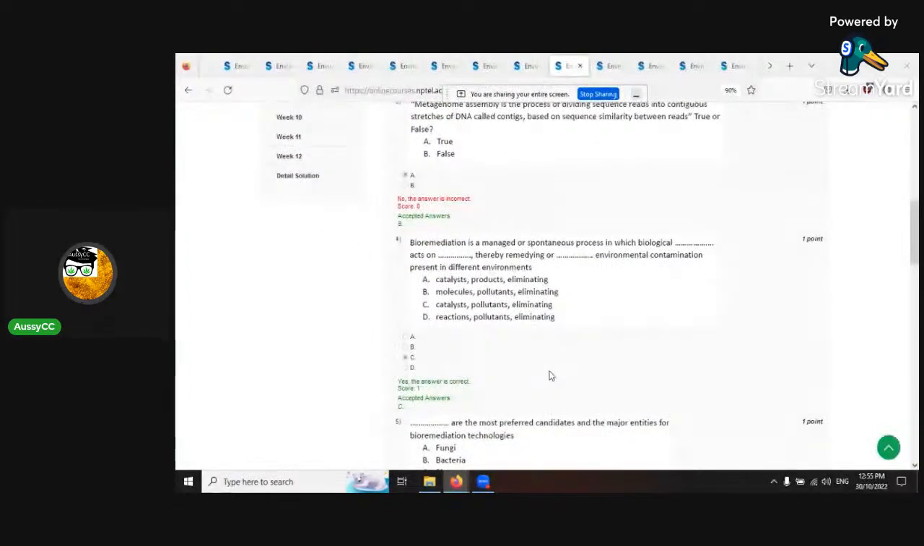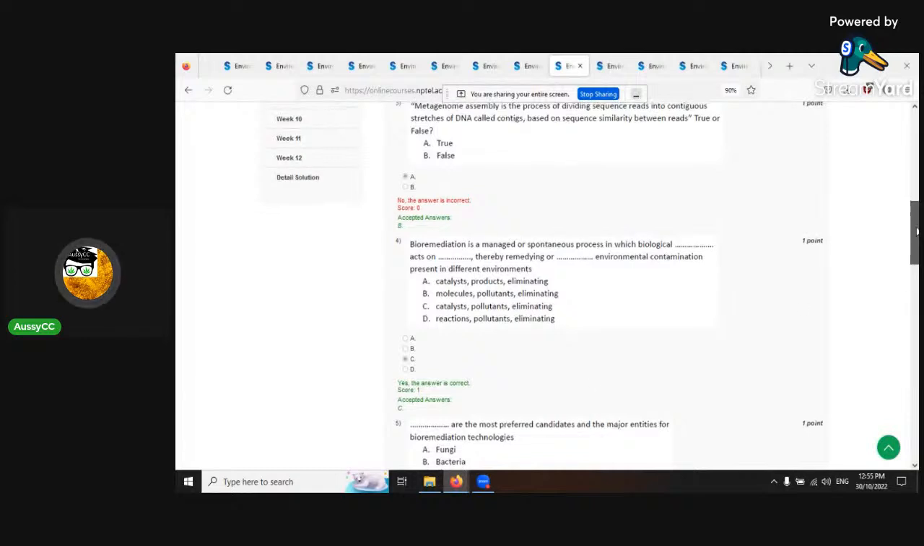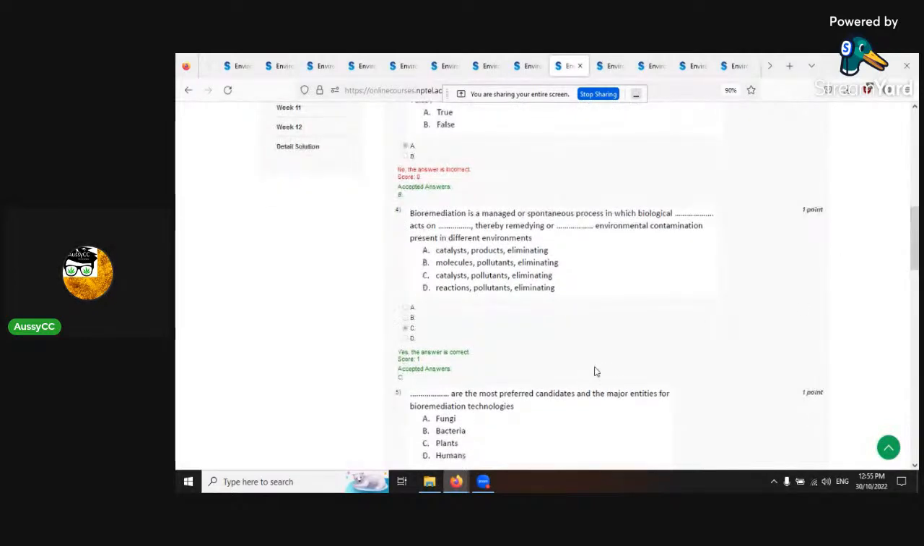Something are the most preferred candidates and major entities for bioremediation technologies. Which one do you reckon? Hint, it's to do with how fast cells divide. So it's B, because plants are twice as, they're like at a zero. Bacteria is sort of hours or minutes more so. Plants are up to 16 to 20 hours for cells to divide. Bacteria, minutes. Fungi might be around that too, but bacteria are fastest.